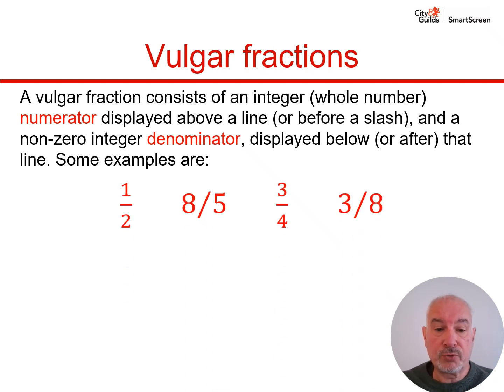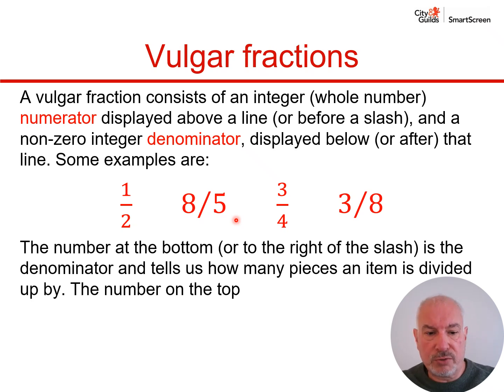Here are some examples of fractions: 1 over 2 or a half, 8 over 5, 3 over 4 or 3/4, and 3 over 8. You'll notice that a fraction can be written either with a straight line, so you've got a number above and below, or as a diagonal line where you've got a number to the left and to the right. Either way, it's still a fraction. What a fraction is actually saying to us is that we've got a number at the top divided by the number at the bottom. So 1 divided by 2, 8 divided by 5, and so on.